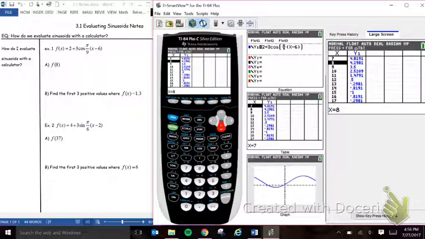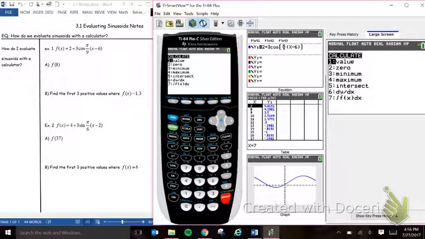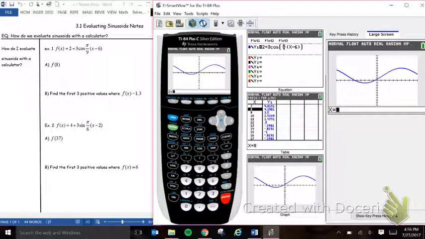That gives us our value when x is equal to 8. It's at 4.2981. The other option is I can do second trace, and where it says value, I press enter. Then it says x equals, and I type in what I want x to equal. I want x to equal 8. When x equals 8, it gives me that same value, 4.298. So when x equals 8, y equals 4.298.